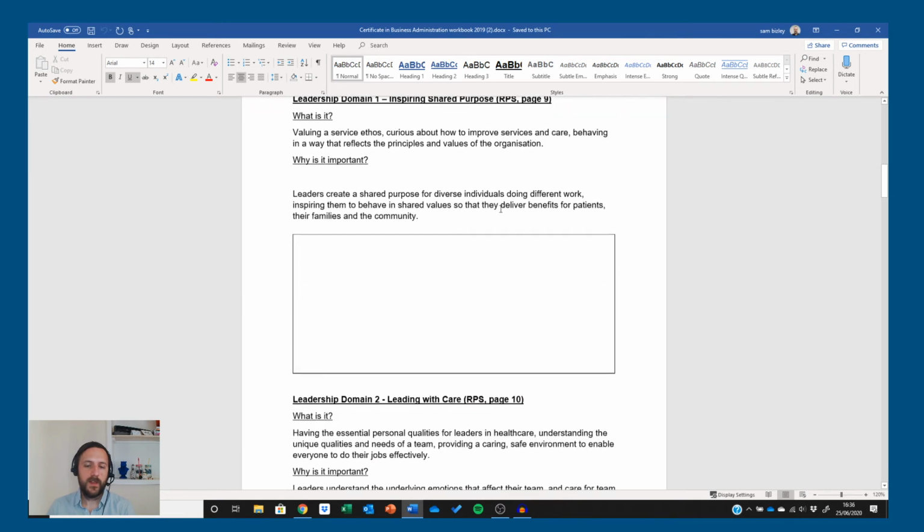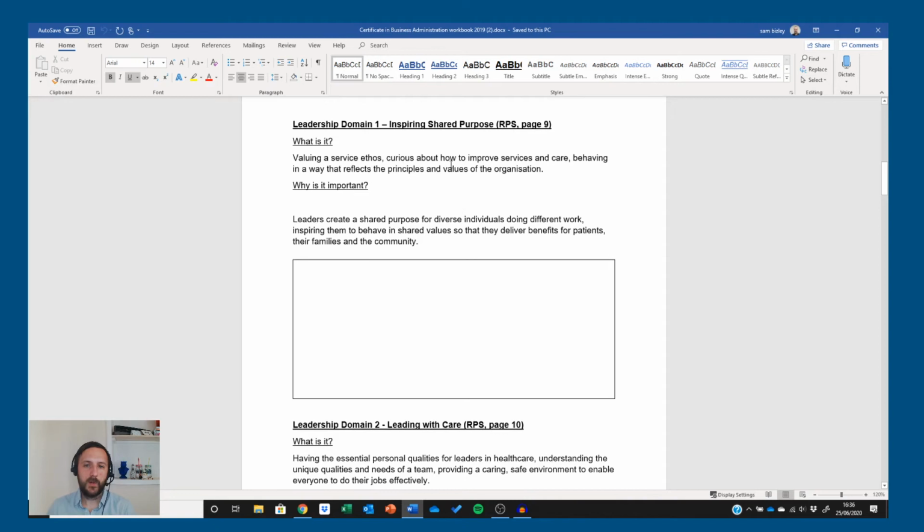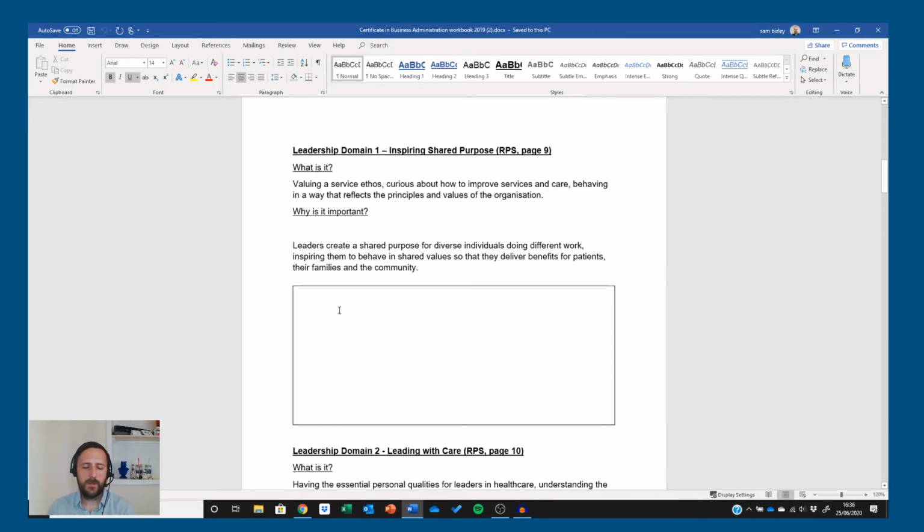So an example of thinking about how you would gain some skills or knowledge in inspiring shared purpose, and how you would apply that to improve you as a pharmacist, you as a pharmacy team, you as an employer kind of thing. Now again, you might be thinking, I'm not actually quite sure where to start here in terms of forming that sort of idea.